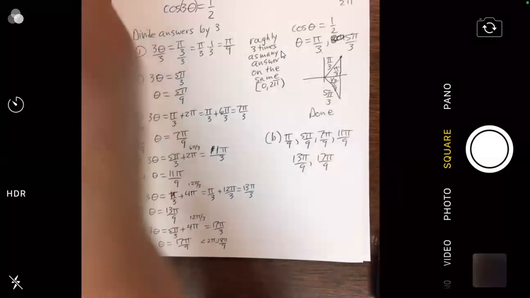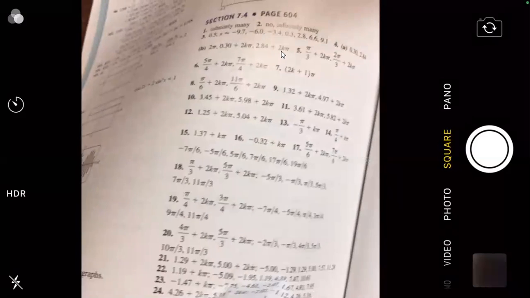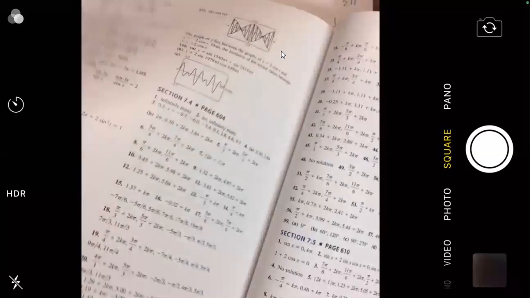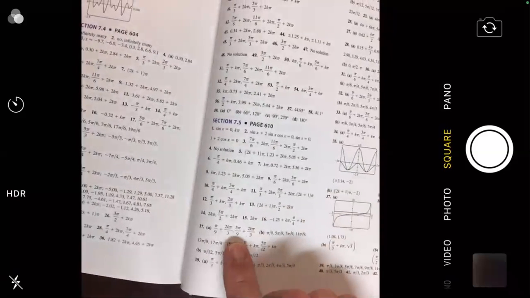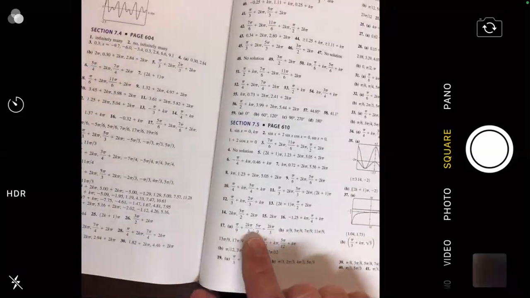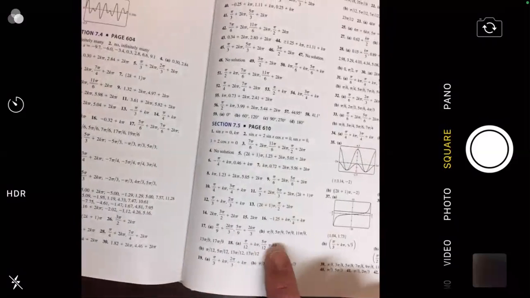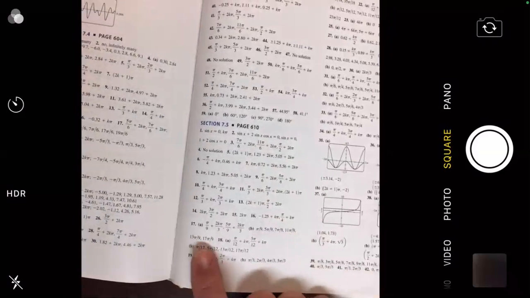This is 7.5, number 17. Okay, part A, they're taking those original pi over 9s and adding 2 pi. That's why I don't like writing 2k pi over 3, because you're dividing the answers by 3. I have a hard time figuring that out, so I never really make y'all do that. But here is your pi over 9, 5 pi over 9, 7 pi over 9, 11 pi over 9, 13 pi over 9, and 17 pi over 9.